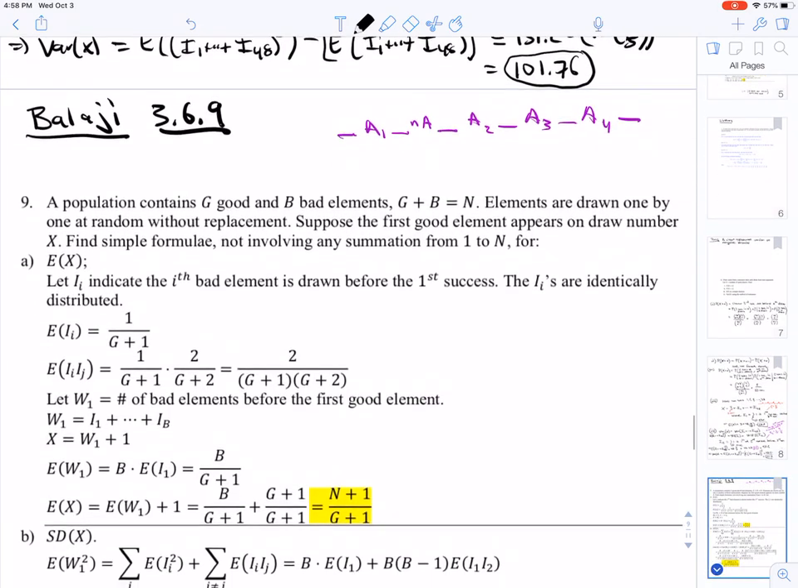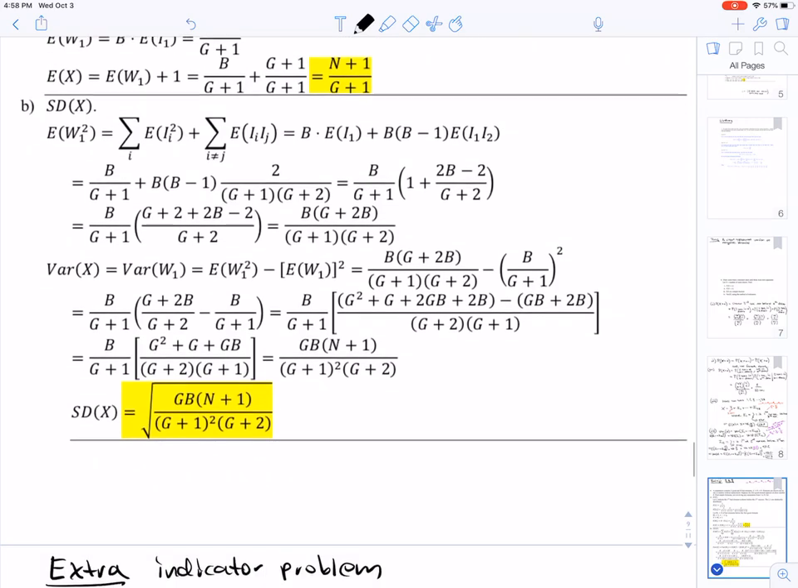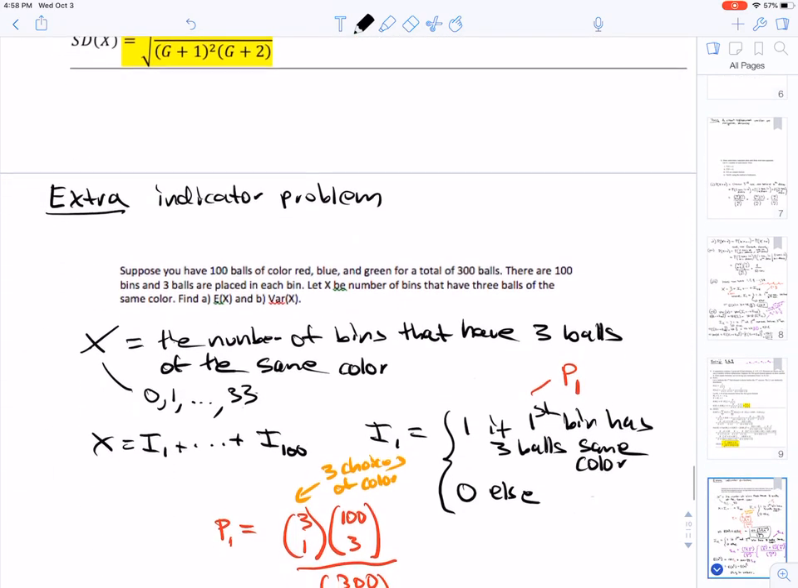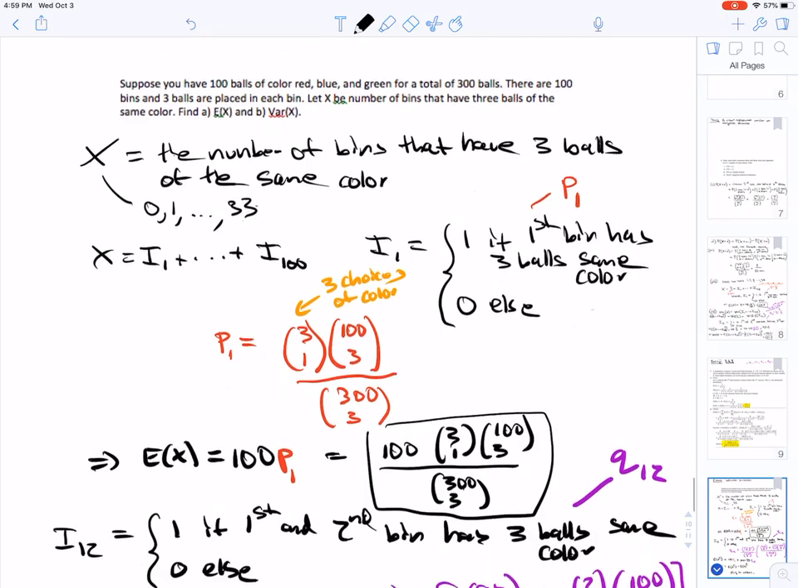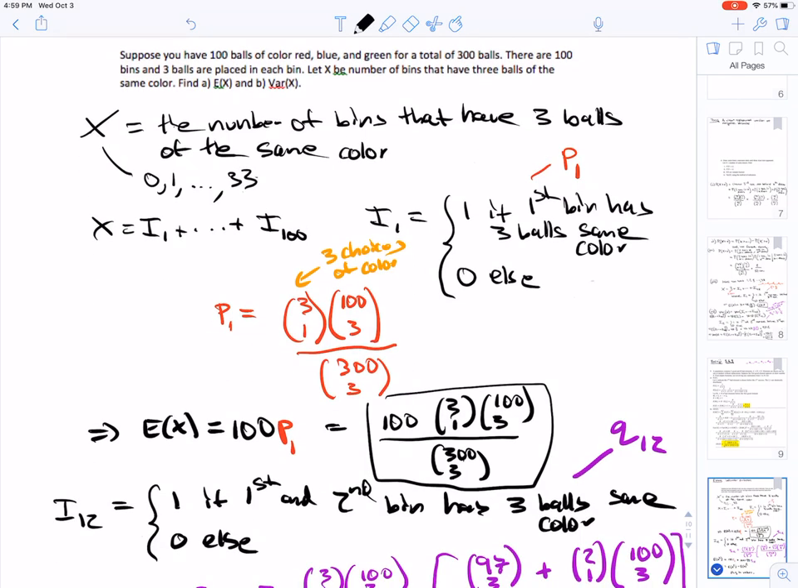So Balaji's problem I'm not going to do, but I will do an extra indicator problem. Suppose you have 100 balls each colored red, blue, and green, for a total of 300 balls. There are 100 bins and 3 balls are placed in each bin. Let X be the number of bins that have 3 balls of the same color. Find the expectation of X and the variance of X. So X is the number of bins that have 3 balls of the same color. I'm going to write X as a sum of 100 indicators, where I1 is 1 if the first bin has 3 balls of the same color.